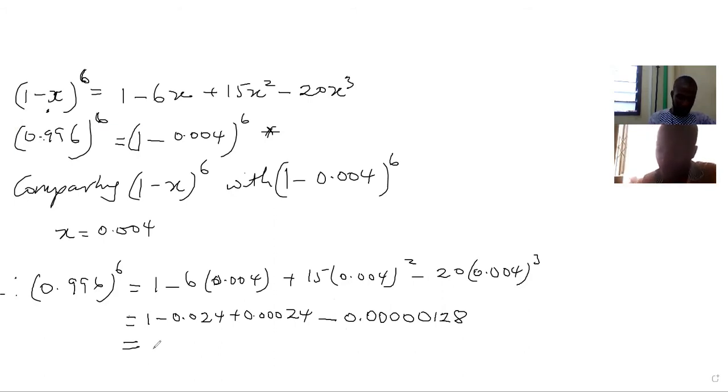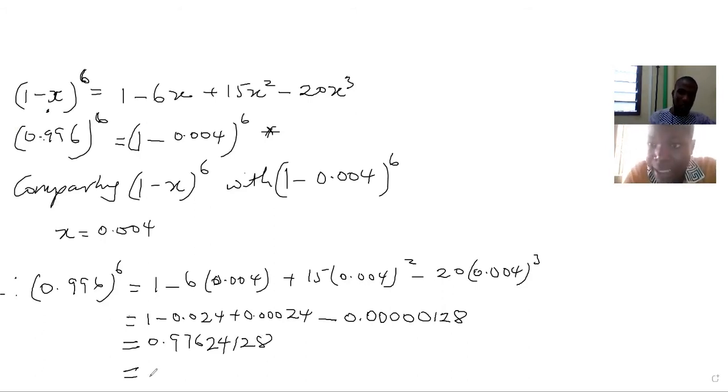When I added all, I had 0.97624. Is that what your calculator gave you? I always advise that we should write the final answer before we approximate to whatever the answer is to. The calculator gave me 0.97624128.